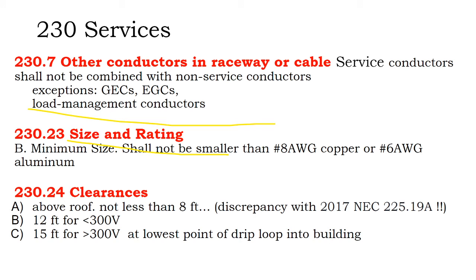The size and rating shall not be smaller than number 8 copper or number 6 aluminum for services. Technically, solar conductors are not services. Technically, solar conductors are photovoltaic output circuits. So you can have solar circuits that are smaller than number 8. I think number 8's a pretty good size. With number 10, the voltage drop is usually right on the edge to where number 8's worthwhile. And heck, I often will go up to number 6 just because of balance of system material selection.